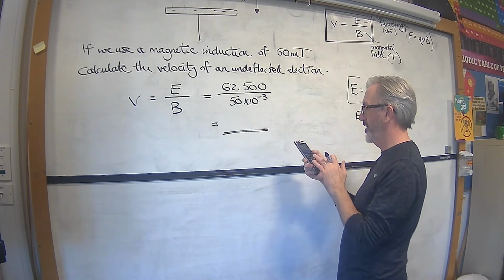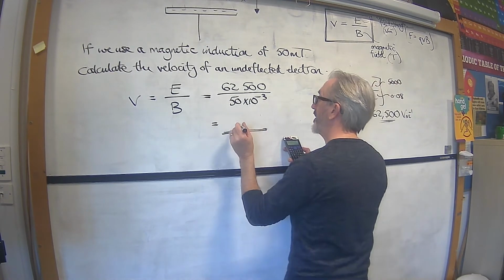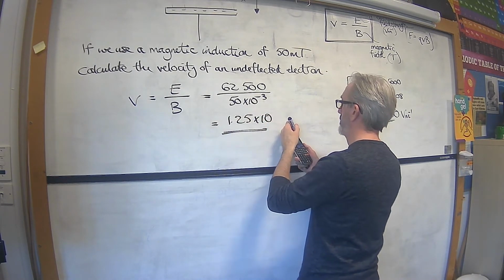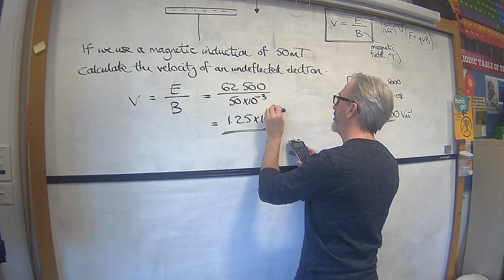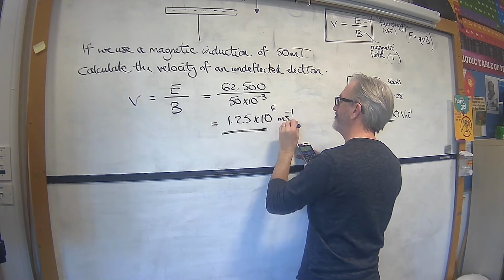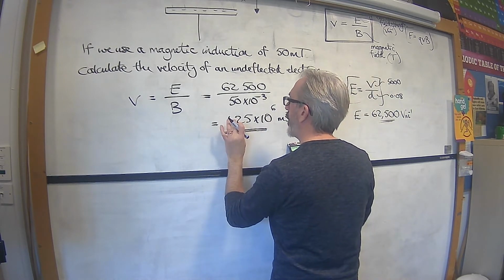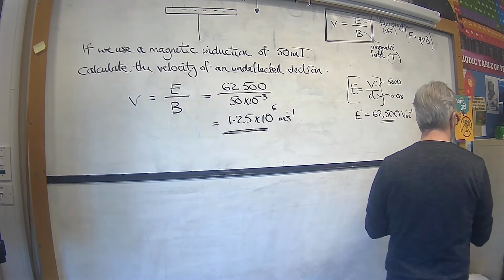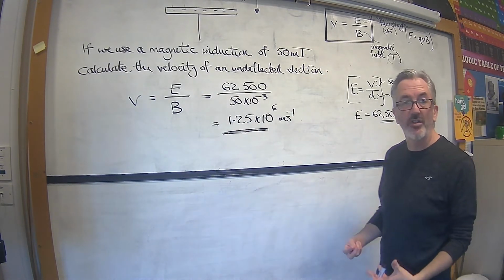1.25 times 10 to the 6. 1, 2, 3, yeah. Meters per second. And only electrons travelling at that speed will pass through undeflected.